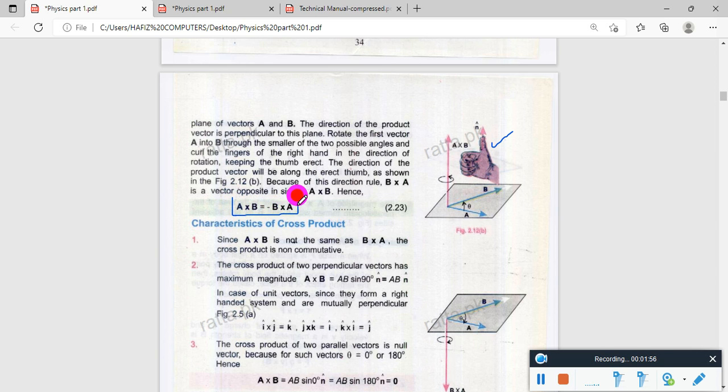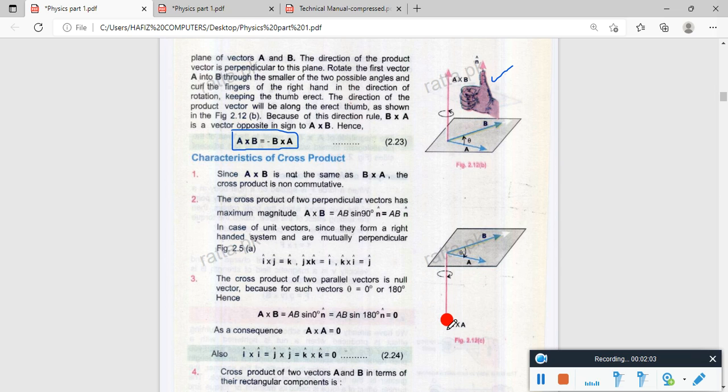Because of this direction rule, a cross b is a vector perpendicular to b cross a. This is b cross a, in which the cross product is totally reverse of a cross b, and b cross a is shown with a negative sign because it is 180 degrees in opposite direction to the a cross b product.